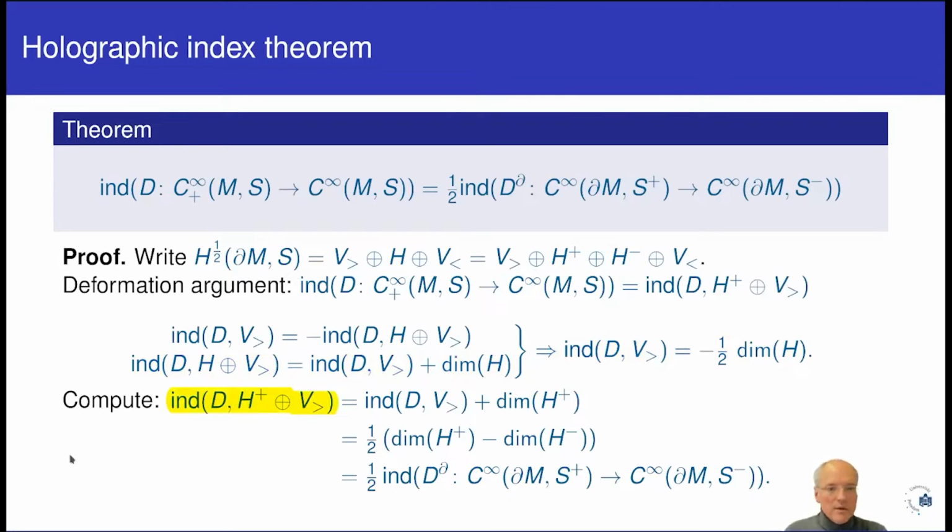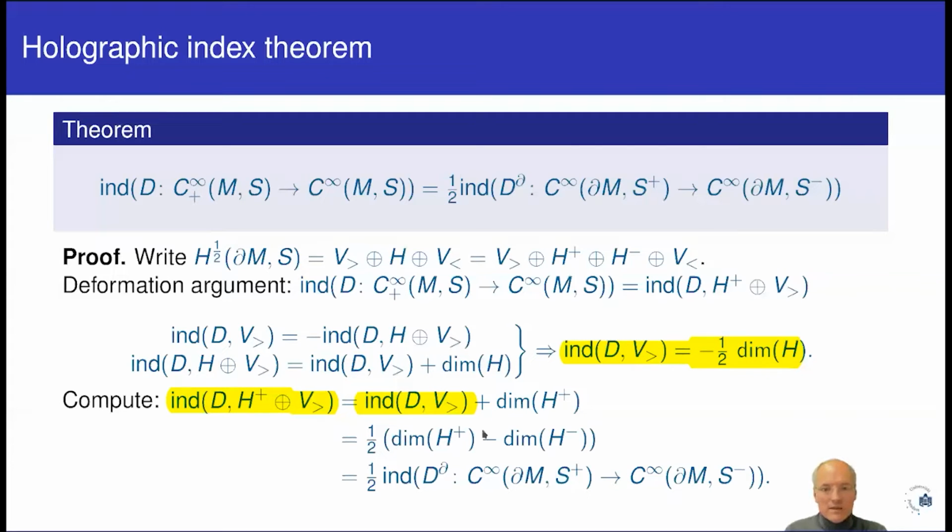That's what we are aiming for. And again, by this general formula, if you add a finite dimensional space, this is the index of Atiyah-Patodi-Singer plus the dimension of H plus. But for this first part, we have just obtained a formula up here, which we can put in.